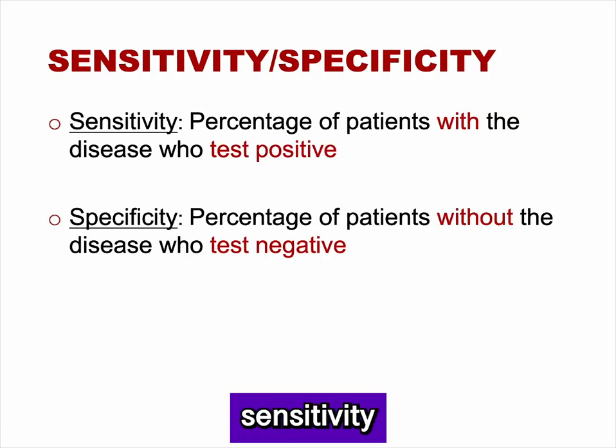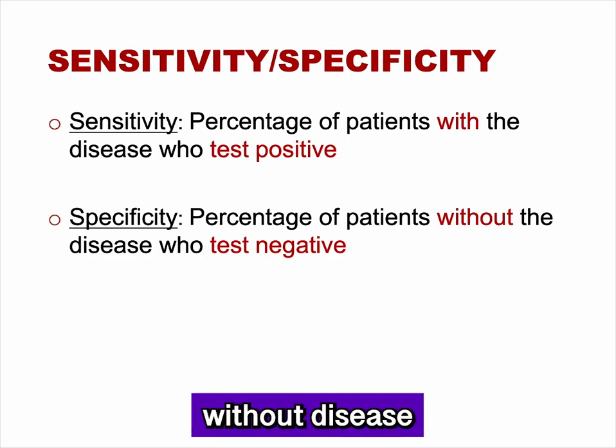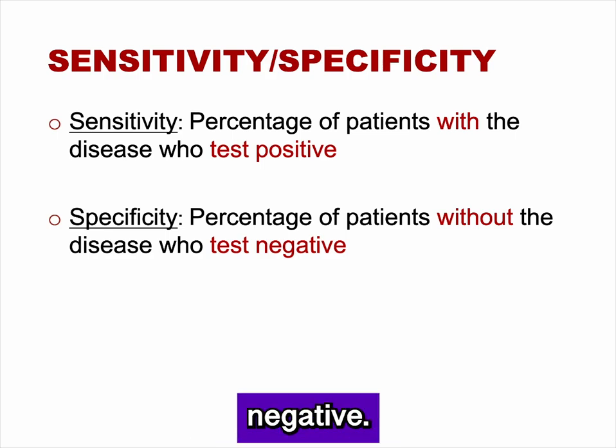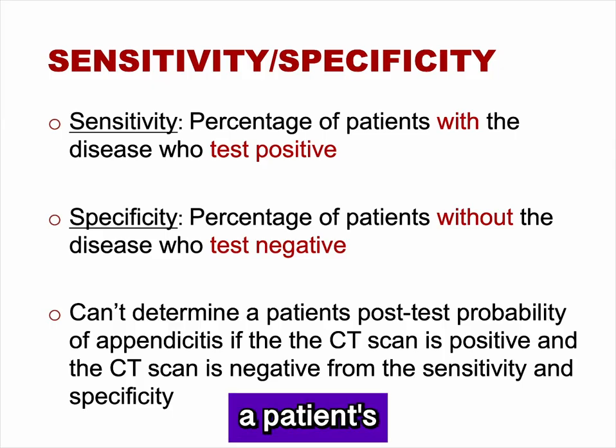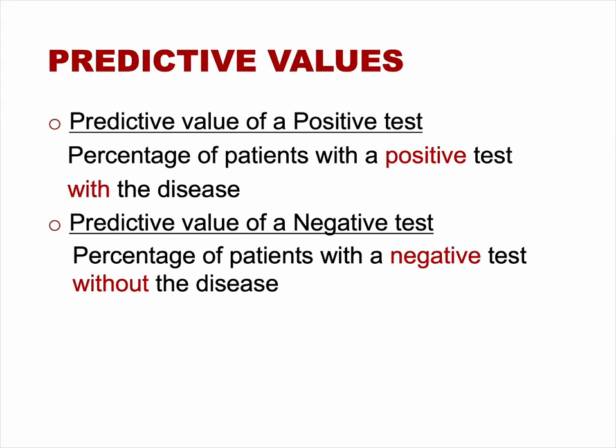I've reviewed sensitivity and specificity in detail in a separate M.E.S. Mini. I include them here only for comparison to likelihood ratios. Sensitivity is the percentage of patients with disease who test positive. Specificity is the percentage of patients without disease who test negative. Unfortunately, we cannot determine a patient's post-test probability of appendicitis if the CT scan is positive, and the post-test probability of appendicitis if the CT scan is negative, from the sensitivity and specificity.